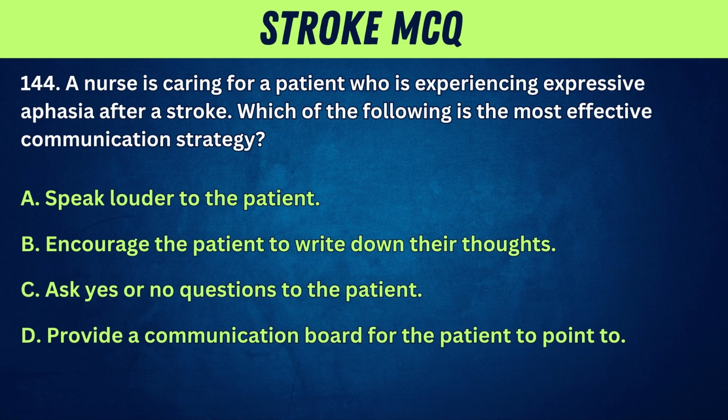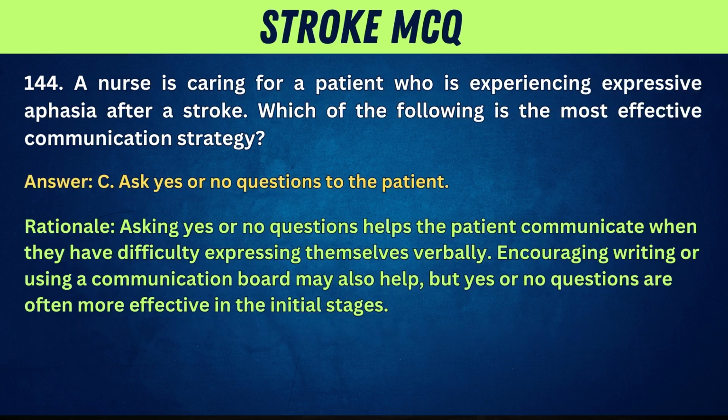144. A nurse is caring for a patient who is experiencing expressive aphasia after a stroke. Which of the following is the most effective communication strategy? A. Speak louder to the patient. B. Encourage the patient to write down their thoughts. C. Ask yes or no questions to the patient. D. Provide a communication board for the patient to point to.